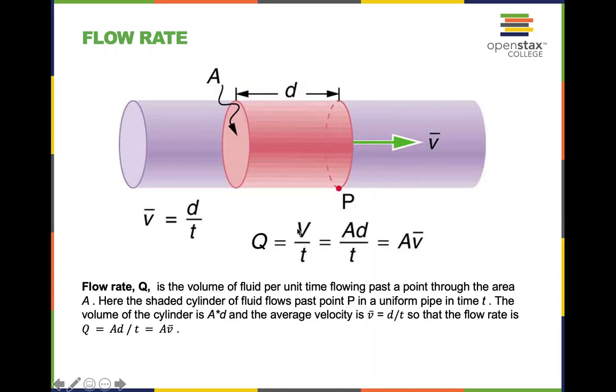And we're dealing with volume, but here the flow rate, which is Q, is the volume of fluid per unit time flowing past a point through the area A. So the flow rate is the fluid actually moving through here, the rate of it. Here, the shaded cylinder of the fluid flows past point P in a uniform pipe in time t. The volume of the cylinder is area times distance, and the average velocity, which is a vector, equals distance over time. So the flow rate is Q equals A d over t, but we know that d over t is v. So Q equals Av is our first equation here.